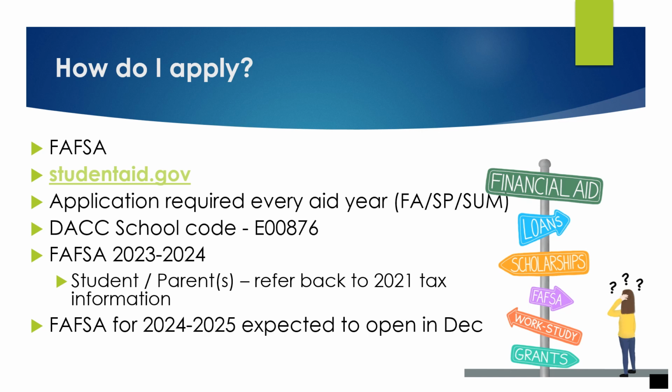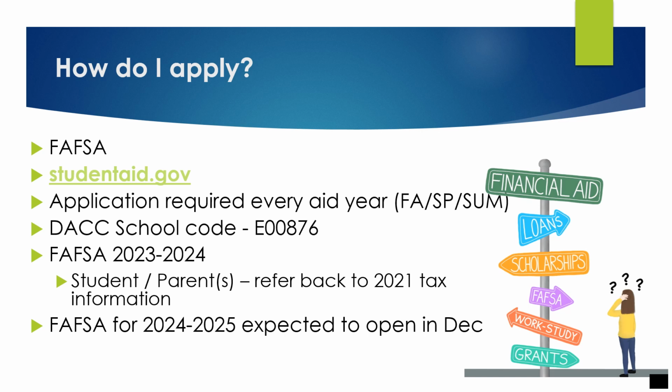The FAFSA is the Free Application for Federal Student Aid. Every student that is applying for federal financial aid will complete this application every academic year. Once you work through the FAFSA application, you can input the DACC school code. The school code allows the institution to receive your FAFSA, to review your information provided on the FAFSA, and that will help determine what type of federal student aid you may be eligible for.